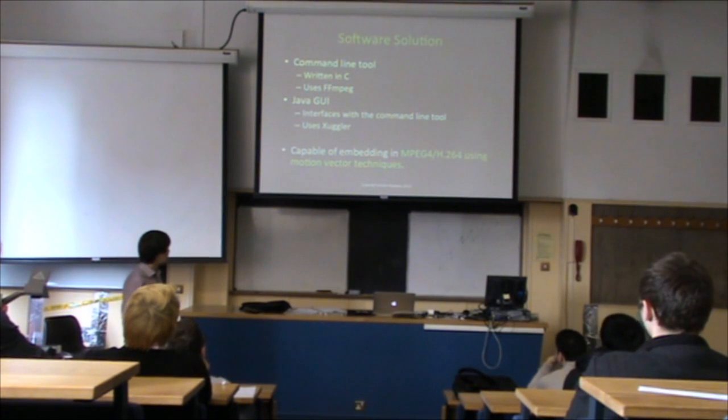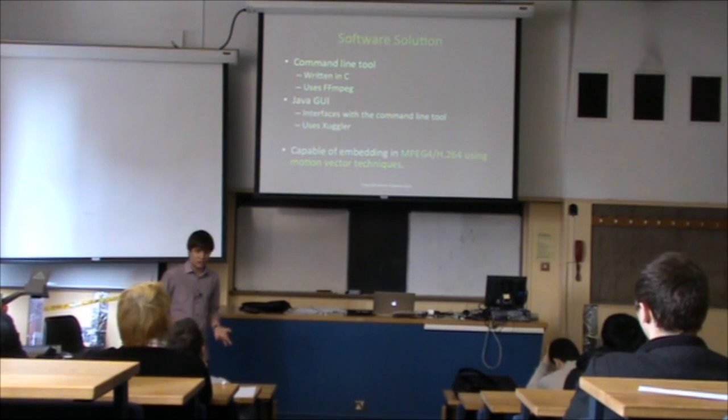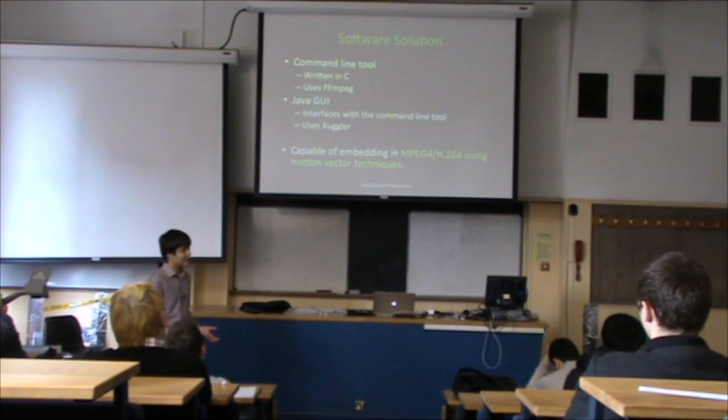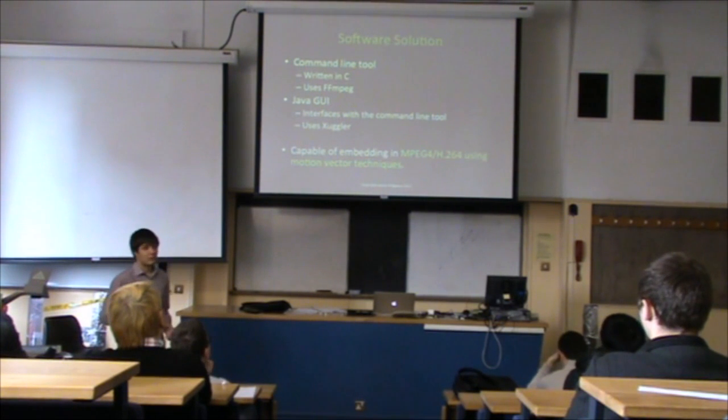So what I've ended up having as my final solution is a command line tool that's written in C and uses the FFmpeg library. But I've also produced a Java GUI which interacts with this command line tool and also uses another library called Xuggler, a Java wrapper for FFmpeg. I started trying to write my entire system in Java, and that didn't work out for reasons which I'll get into shortly. But we've been able to produce something that's capable of hiding a message in video by modifying motion vectors.